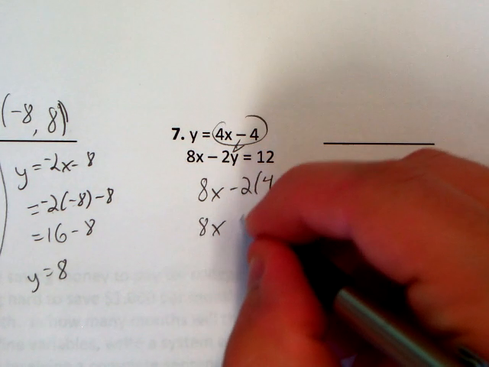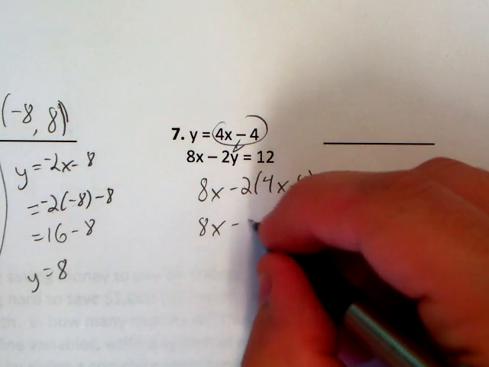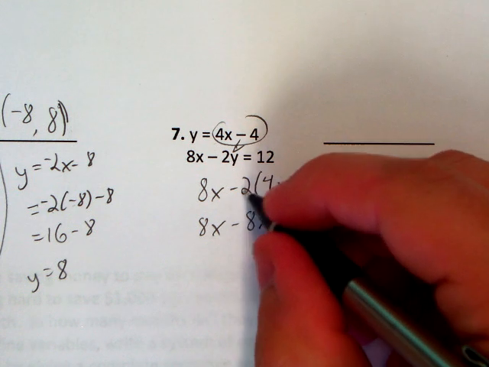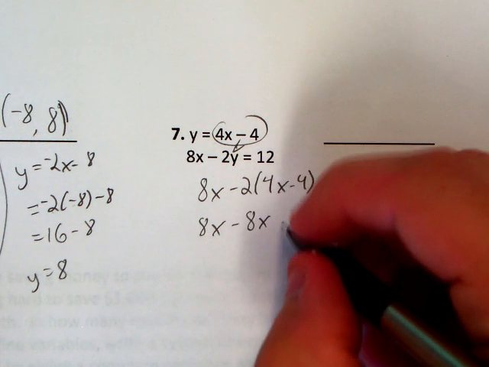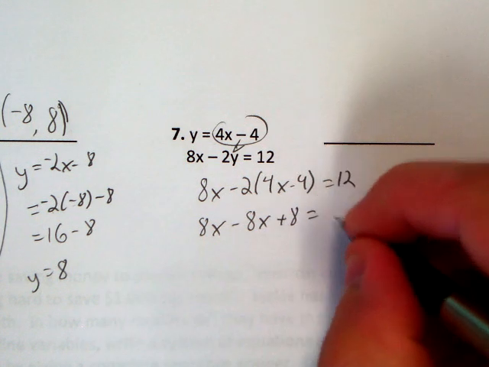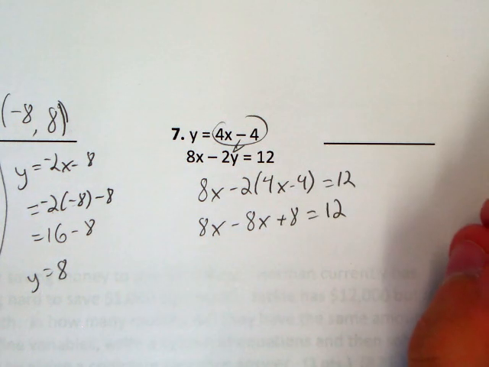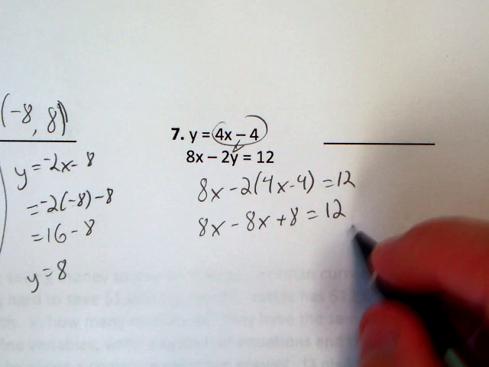Undo the distributive property. I have 8x minus 2 times 4x is 8x. 2 times a negative 4 is negative 8, but I'm subtracting it, so I'm going to add 8 to both sides, or add 8 here. So I have 8x minus 8x plus 8 equals 12.